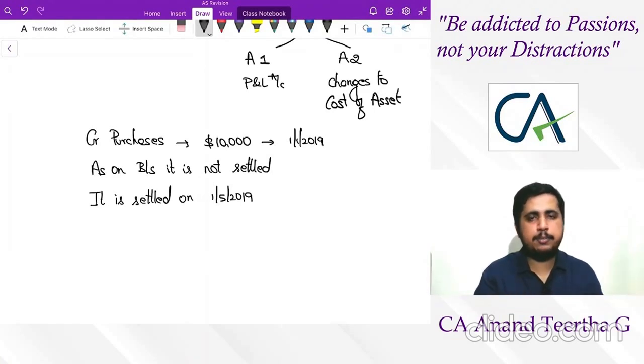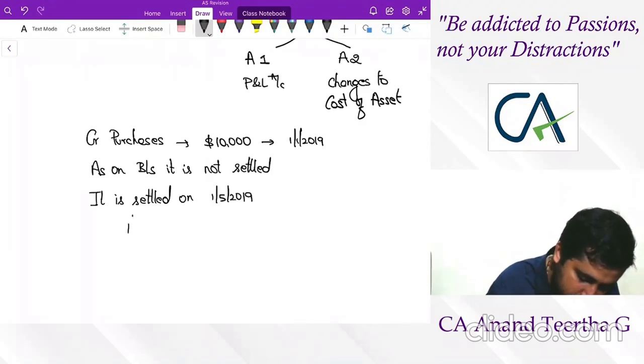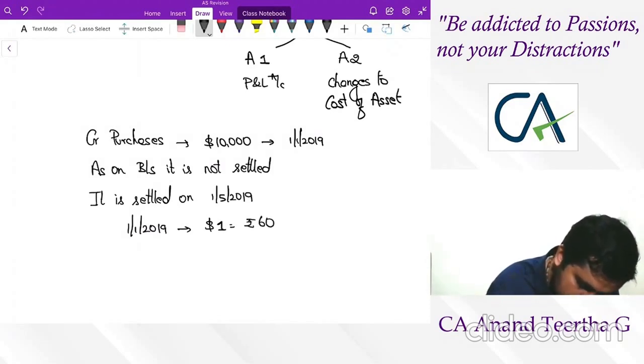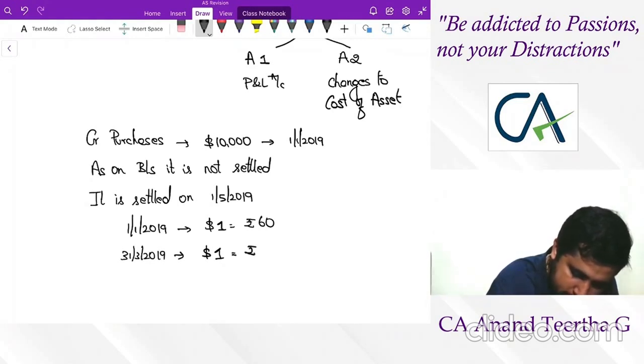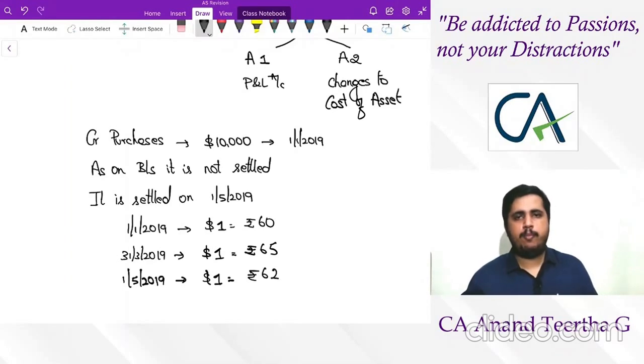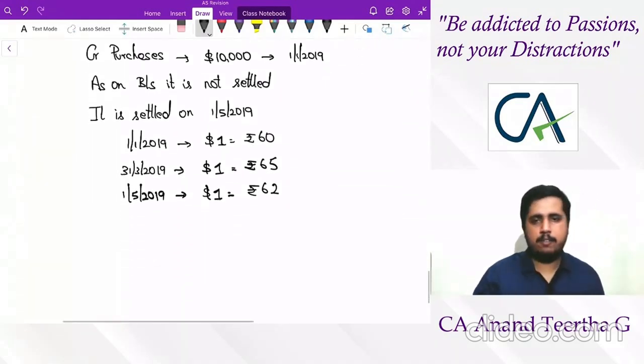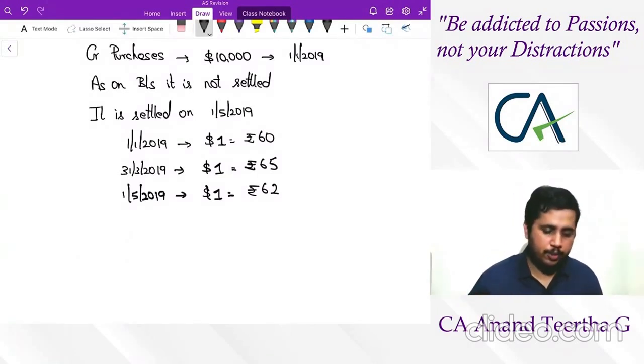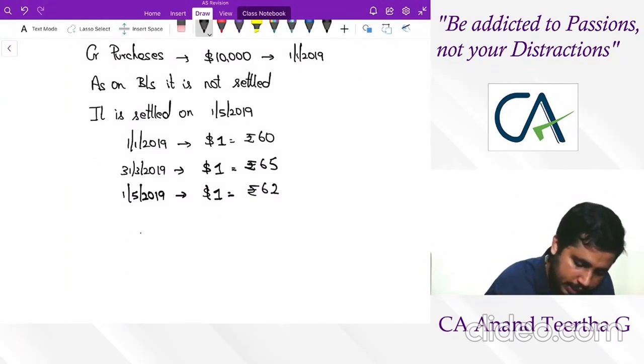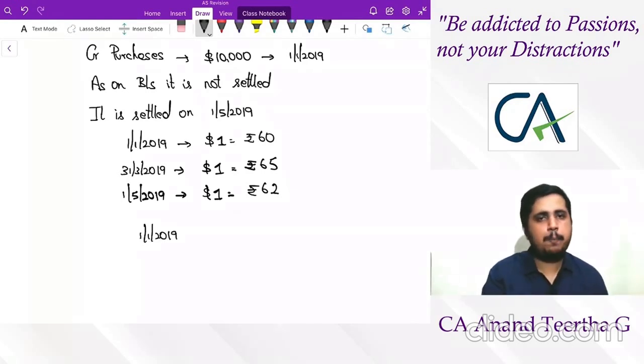As soon as this type of situation is given, the first thing you need to check is the exchange rates. So on 1/1/2019, let's assume that $1 is equal to rupees 60. Then on 31/3/2019, the balance sheet date, let's assume that $1 is equal to rupees 65. On 1/5/2019, let's assume that $1 is equal to rupees 62. This is the situation, and let's try to analyze all the three dates. Now how are we supposed to deal with it? I'll try to explain it through a journal entry itself so that it becomes easy for you. So on 1/1/2019, when I'm actually making the purchases, I need to pass an entry for credit purchase.